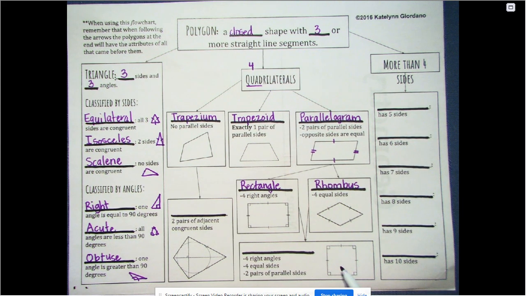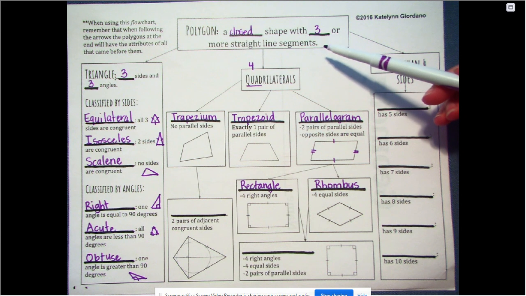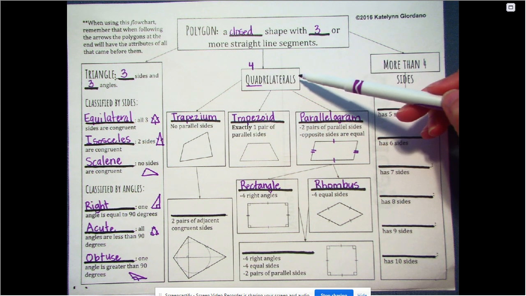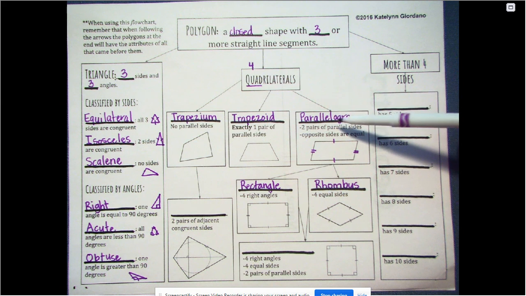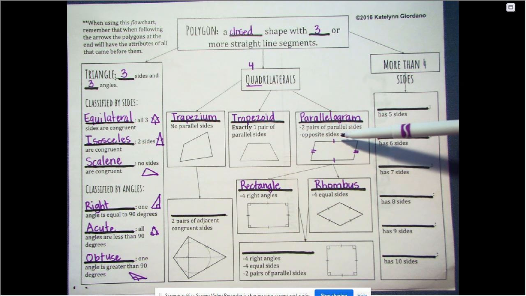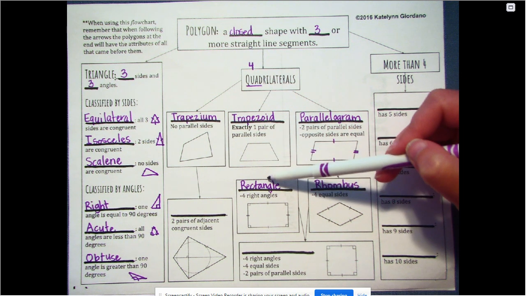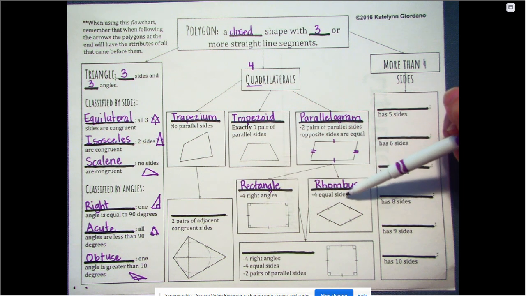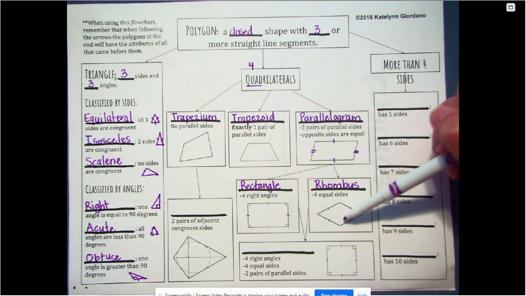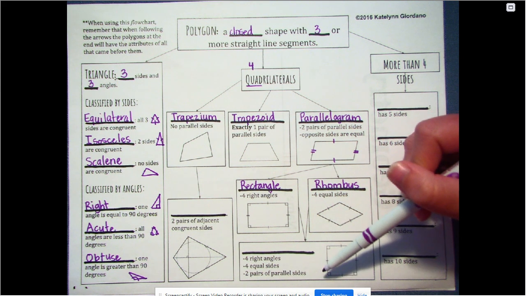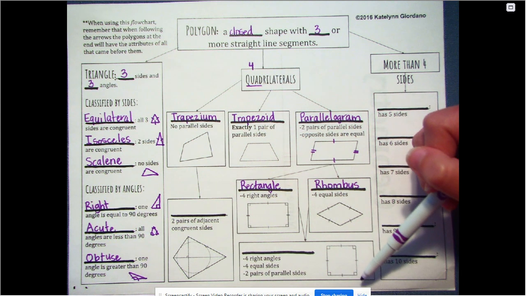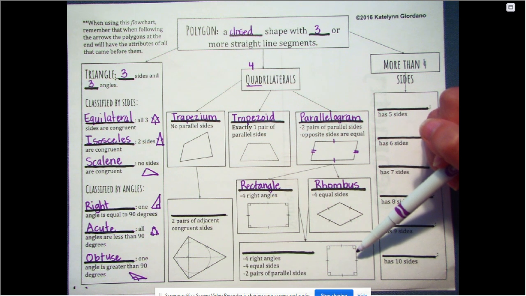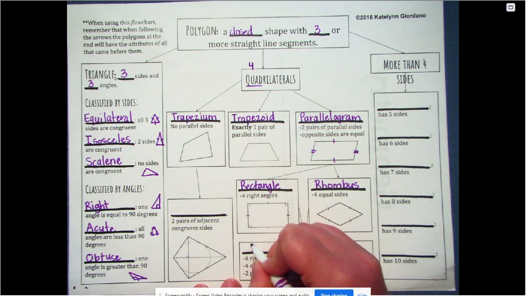And then this shape is very recognizable, but it has to fit such a specific set of attributes. It has to have at least three sides. It has to have four sides to be a quadrilateral. It has to have two pairs of parallel sides. The opposite sides have to be equal. It has to have four right angles. It has to have four equal sides. And if it has two pairs of parallel sides and all sides are equal and it has the four right angles, then we can call it a square.